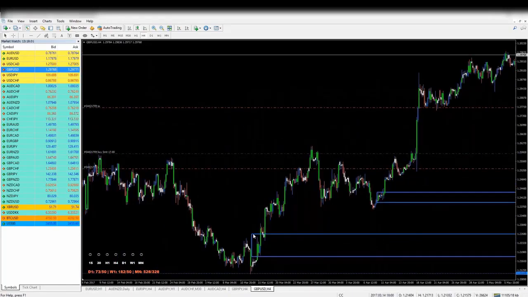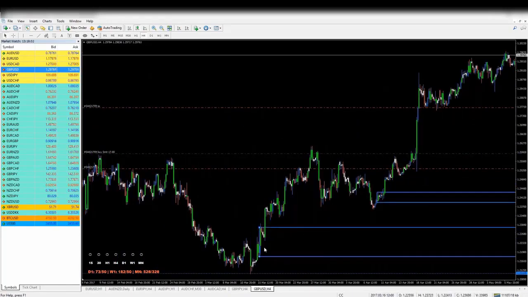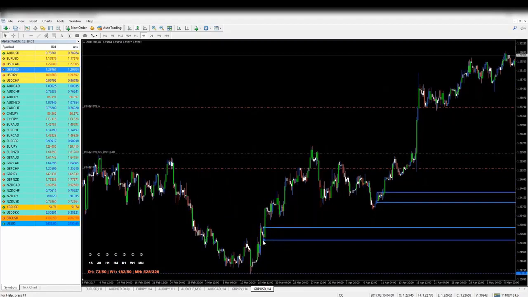I'm not going to cut corners. I can do these properly. So we have that one, and we have the one just below. I don't like this one that much because when price left, it came back pretty close. So I'm not going to draw this one off there. I like this one like that.